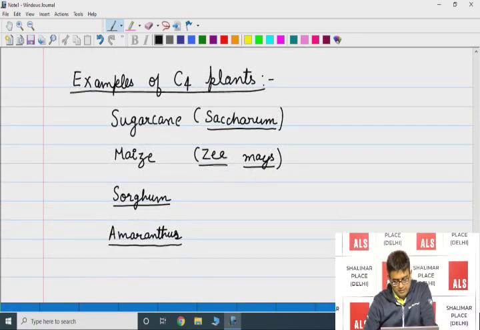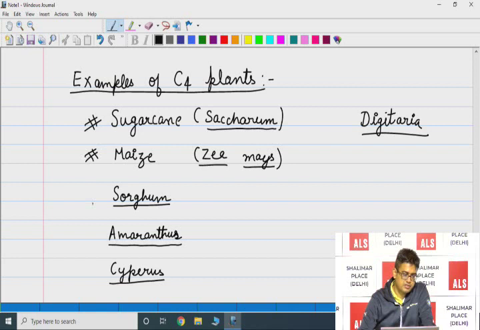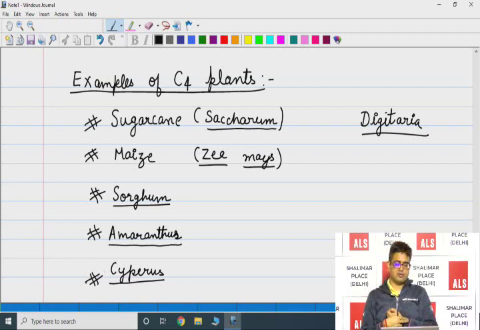Right? Then you have cyperus, then you have digitaria. Out of these, this has been asked, this has been asked, this has been asked. Digitaria is normally not asked, so I have put it in a separate column. All these plants have been asked in the exams, so all these are important. Which of the following is an example of a C4 plant? A question like this.